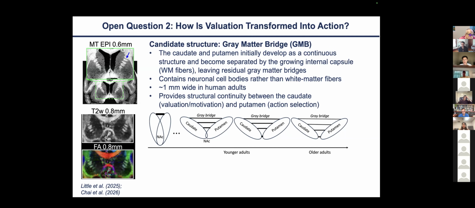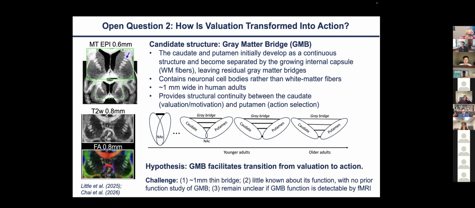So based on this unique position, we hypothesize this gray matter bridge acts as a facilitator, a lane, for the transition from evaluation to action. So this is our second hypothesis.